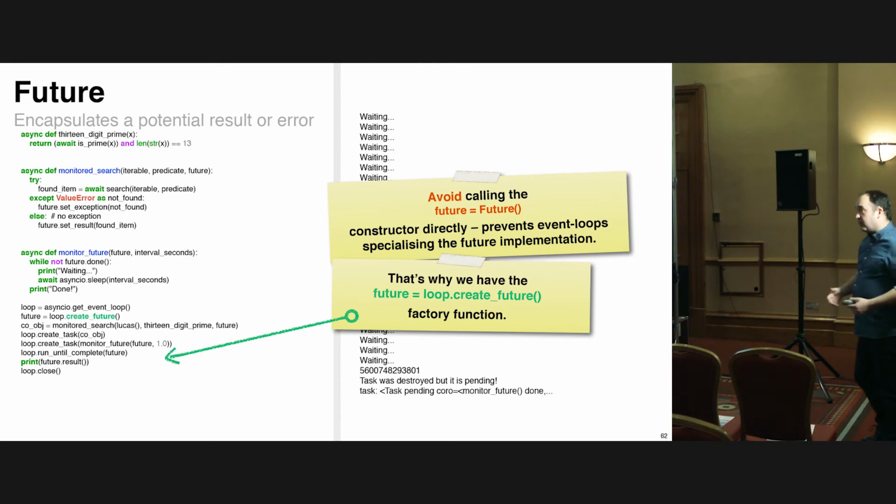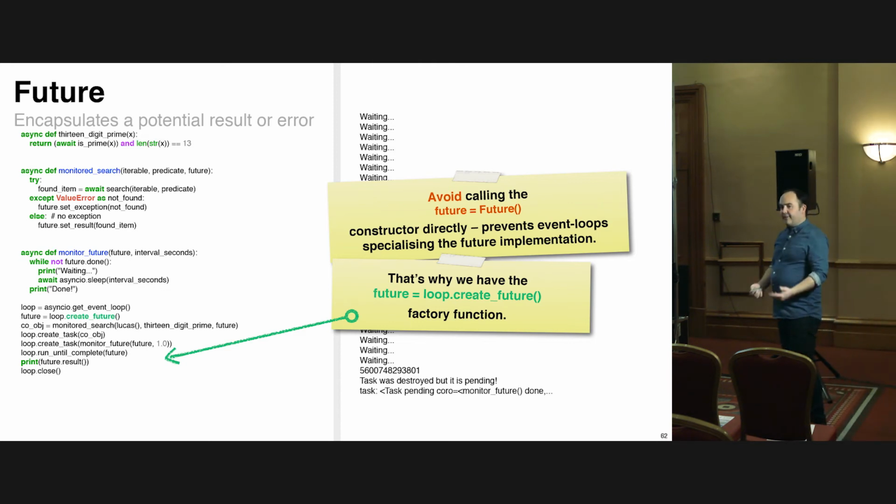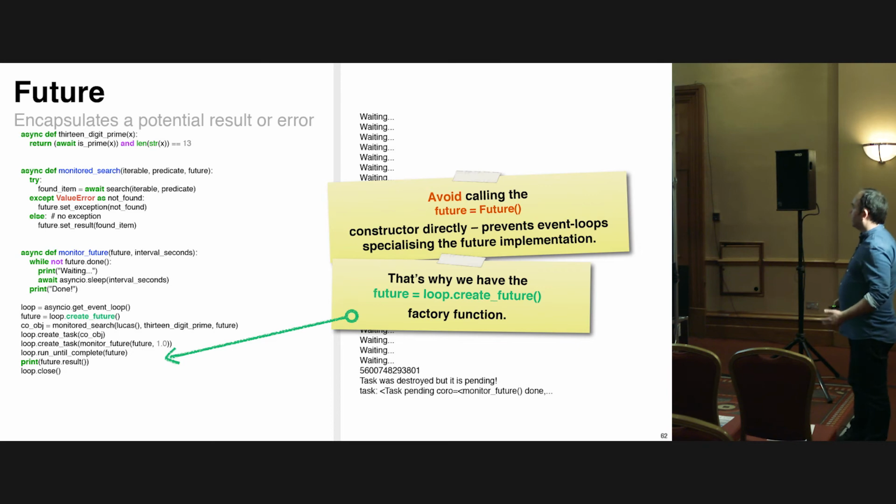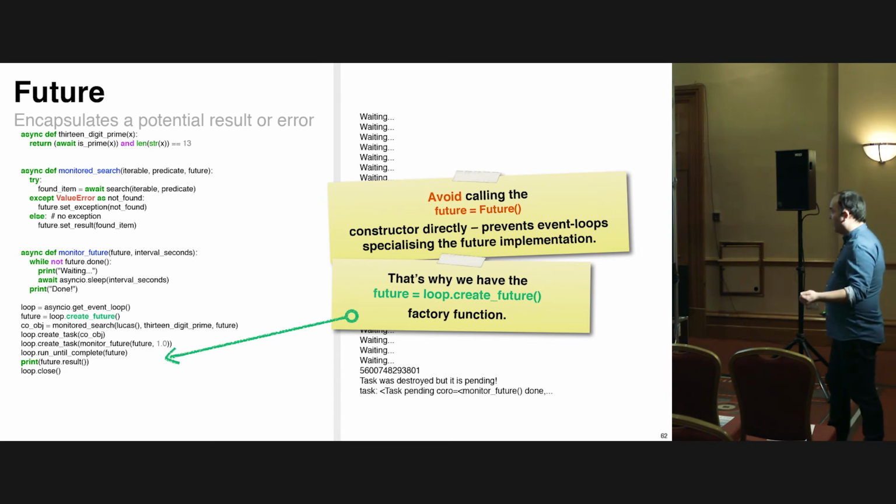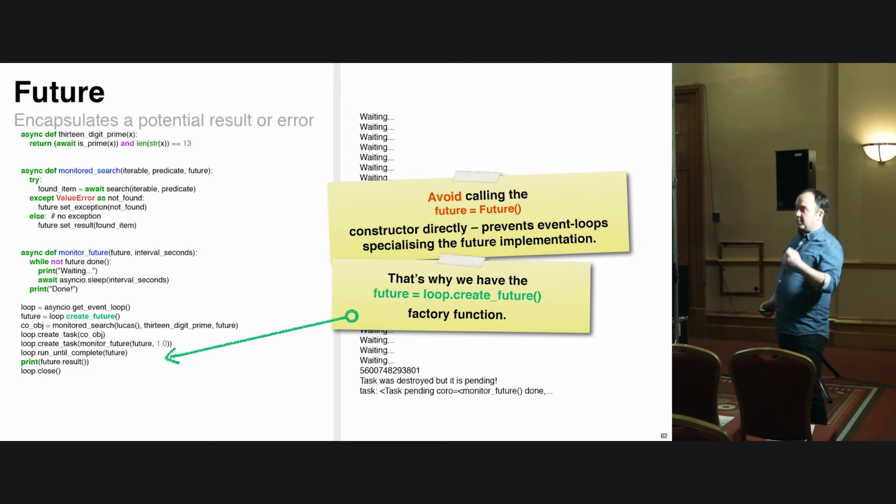I find this very confusing working with Async IO. You know, you read about futures and you think, well, how should I create a future? I'll call the future constructor. No, you shouldn't do that. You shouldn't call the future constructor because there's a factory function on the event loop which does this for you. Why? Because there are different types of event loop, right? There's a Windows proactor event loop, there's a Windows reactor event loop, there's some Unix-y event loop. You can make your own event loops.